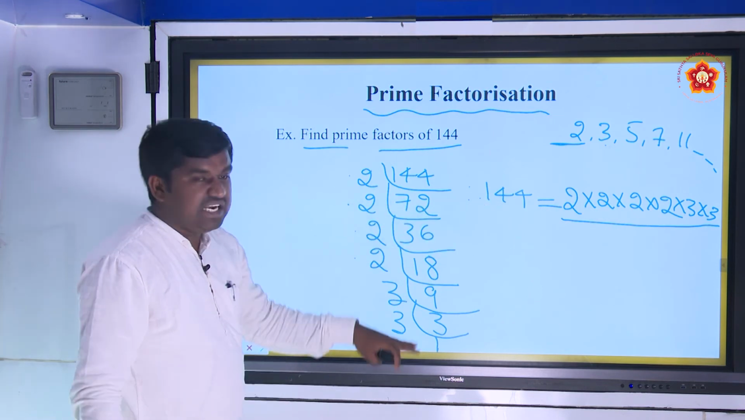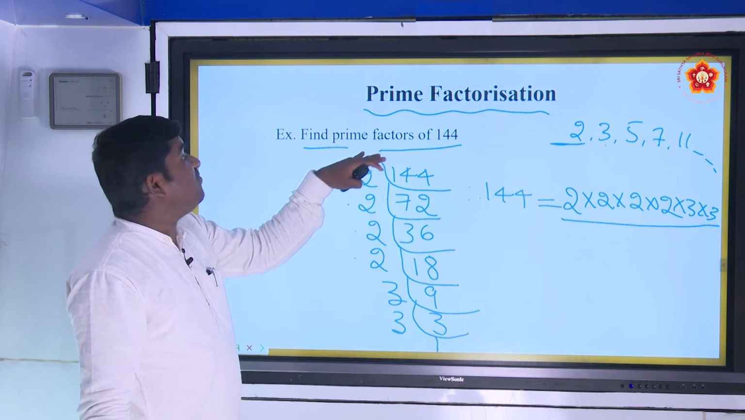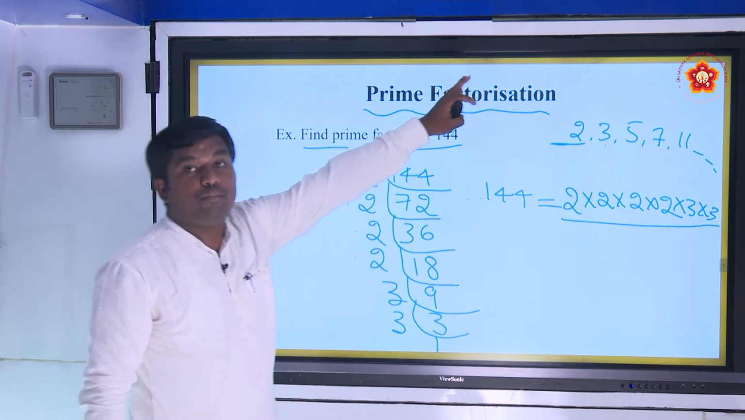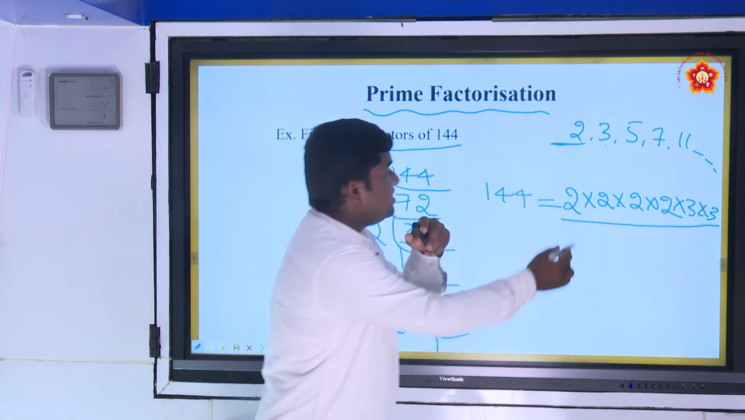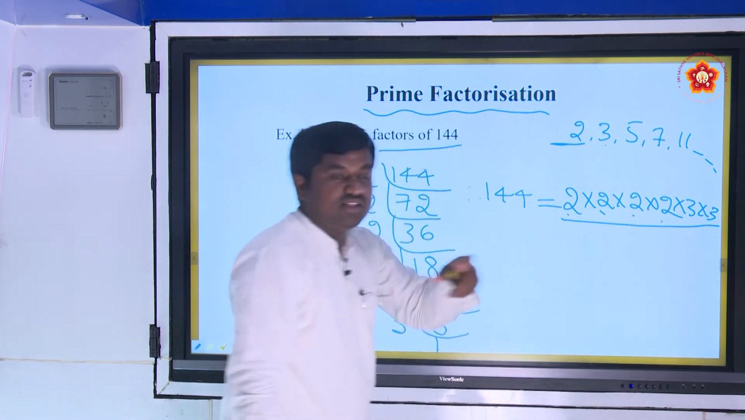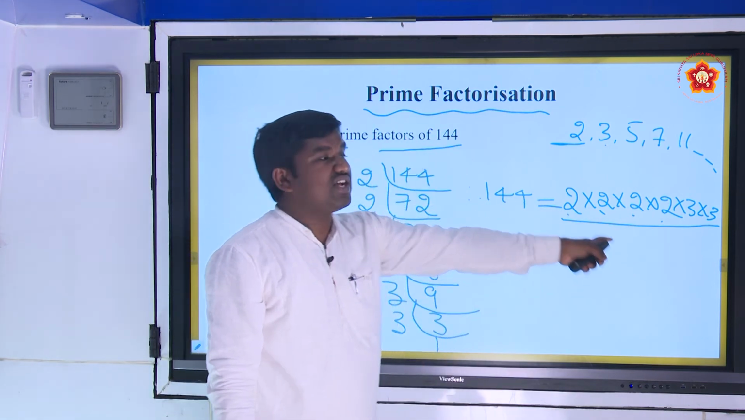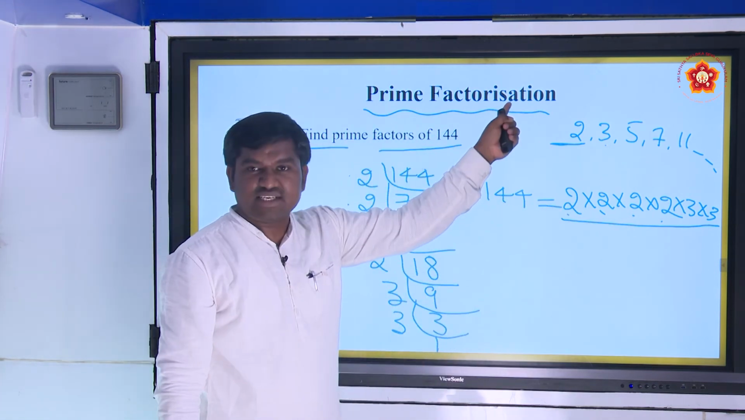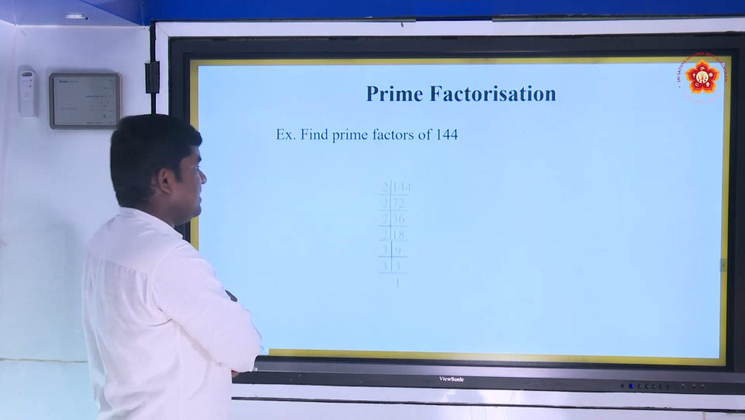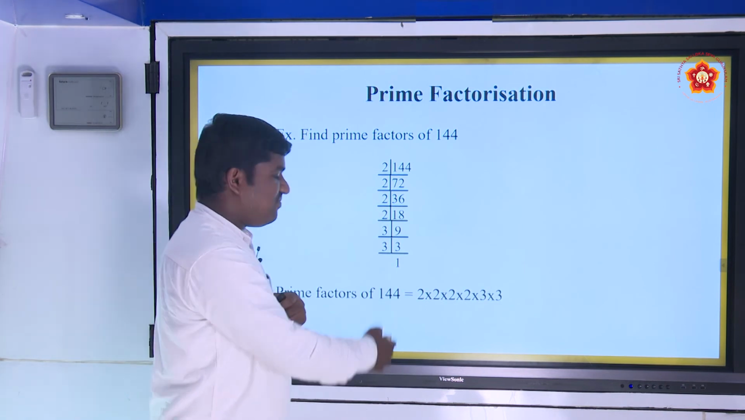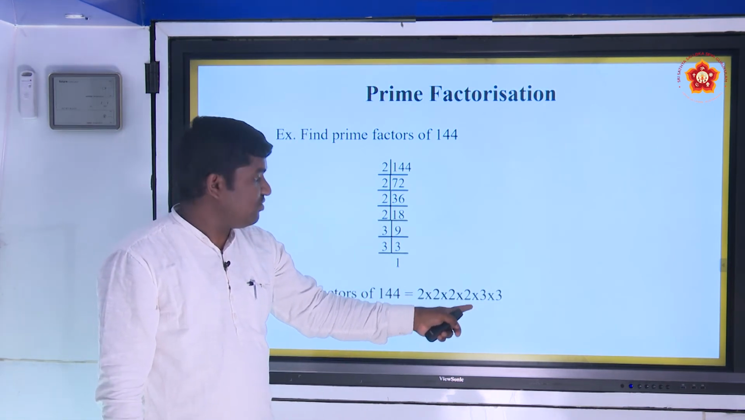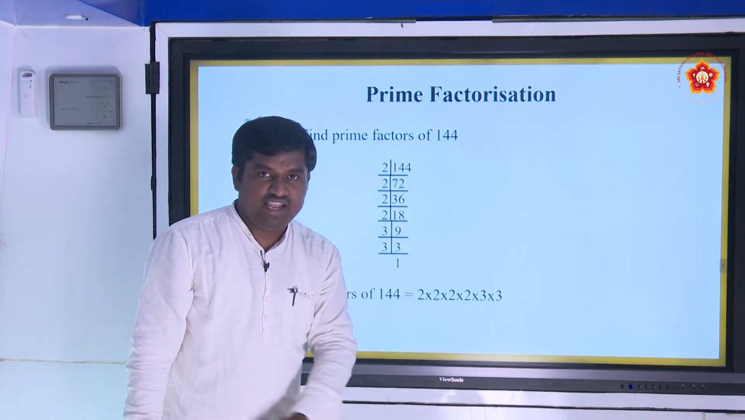This is the way to find the prime factors. It means you should take only prime numbers. See here, these are all prime numbers: 2, 2, 2, 2, 3, 3. So we call these prime factors of 144. Observe here: the prime factors of 144 is equal to 2 into 2 into 2 into 2 into 3 into 3.